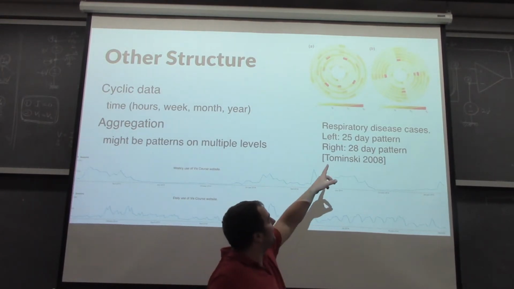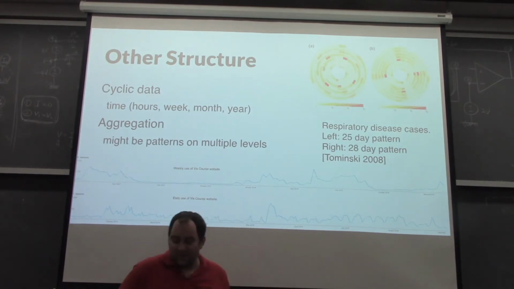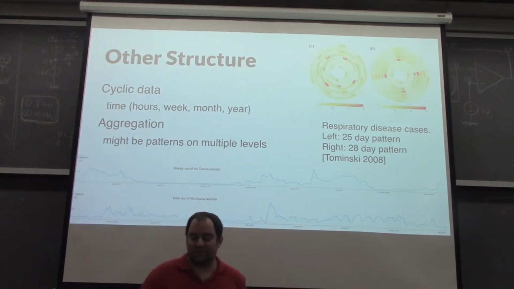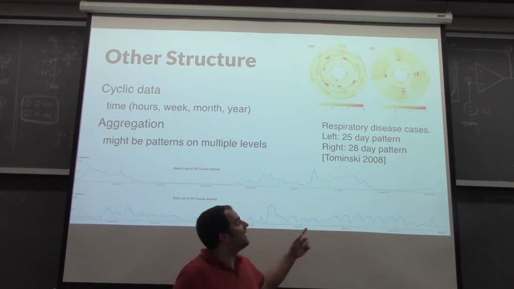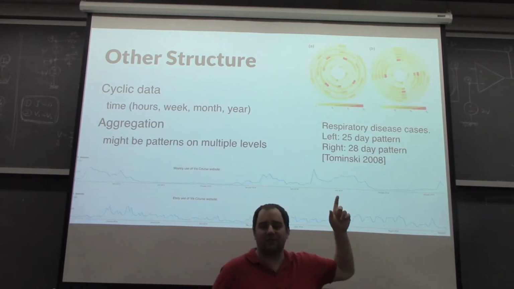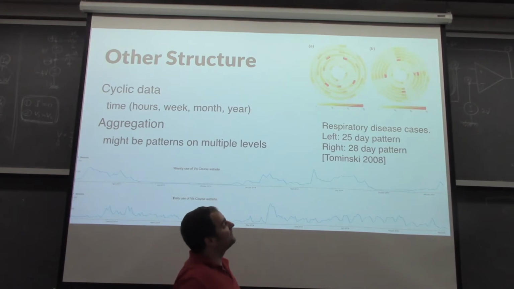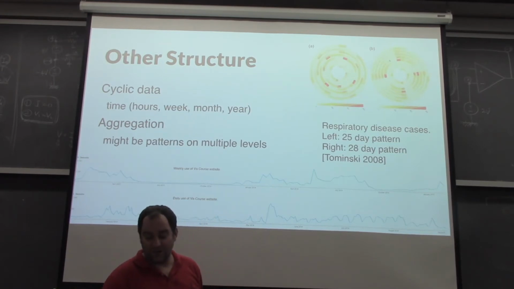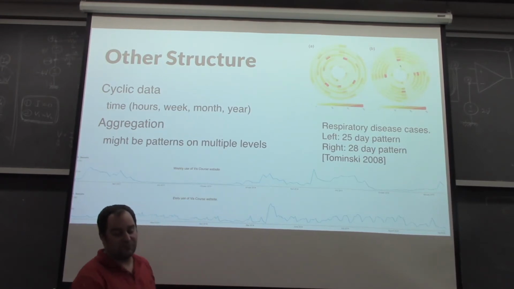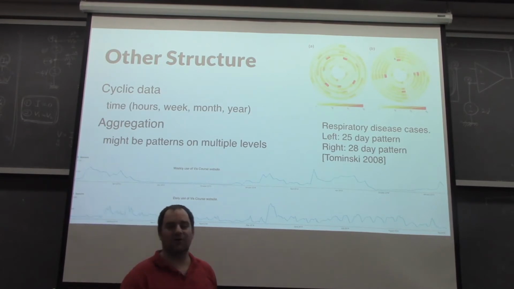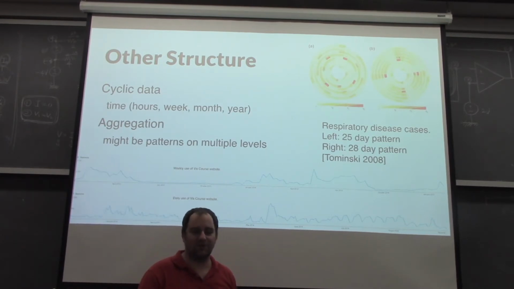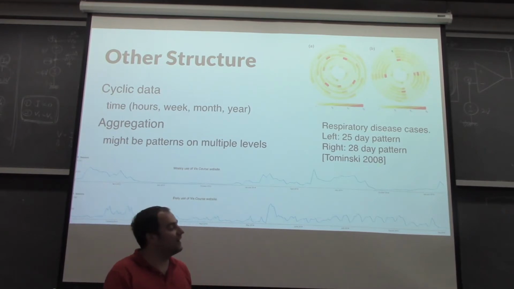Here, for example, is a data set about respiratory disease cases. On the left, this is a 25-day pattern, and you can't really spot a clear pattern, but if you change the cycle to 28 days, you can see a very clear weekly pattern. People usually go to the doctor for their respiratory cases on Mondays. They don't usually go on the weekends because the doctor is closed, and they probably don't have to go to work anyway. These kinds of patterns are very observable.